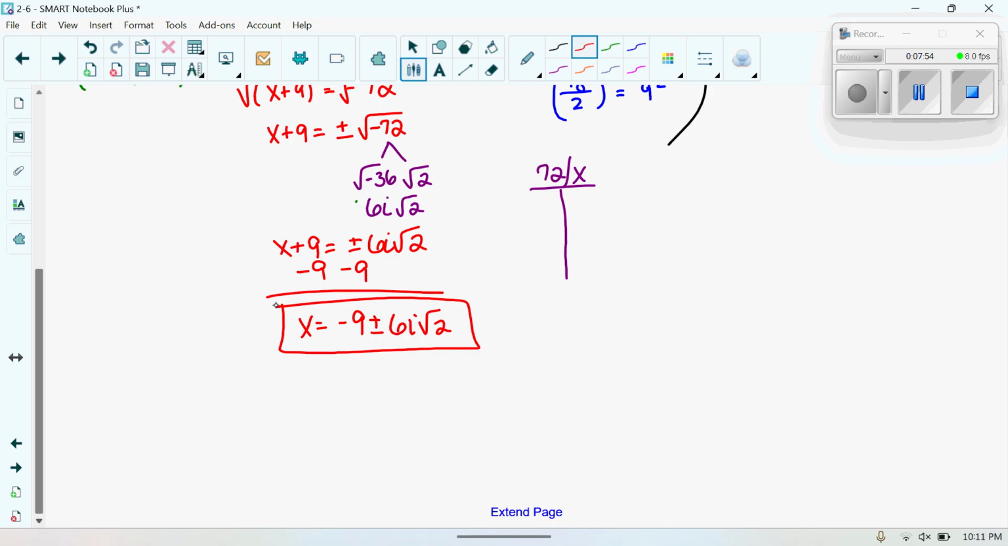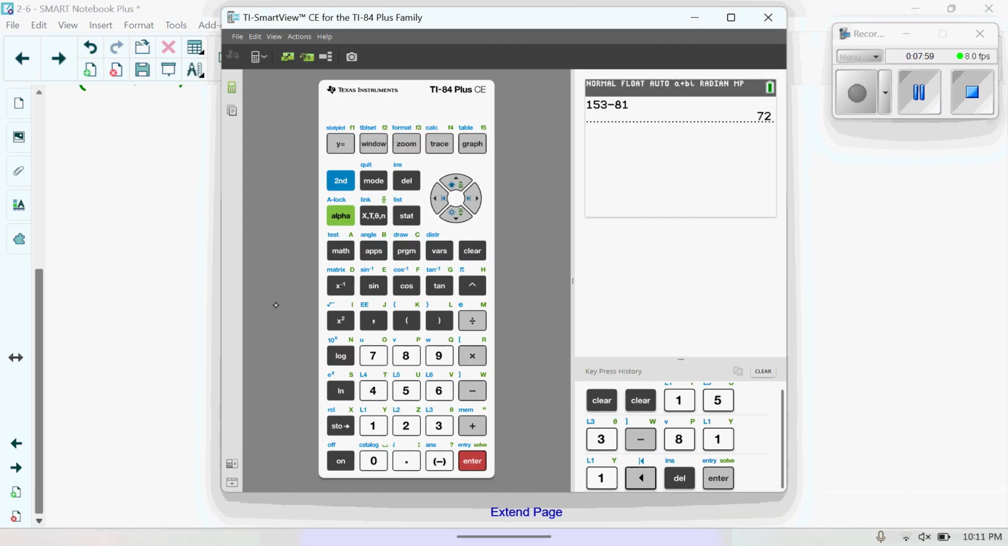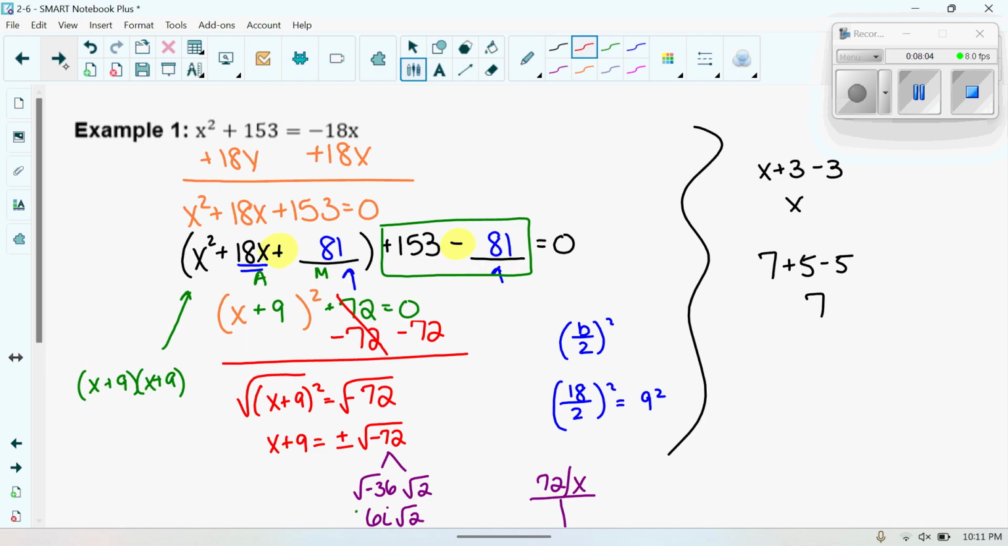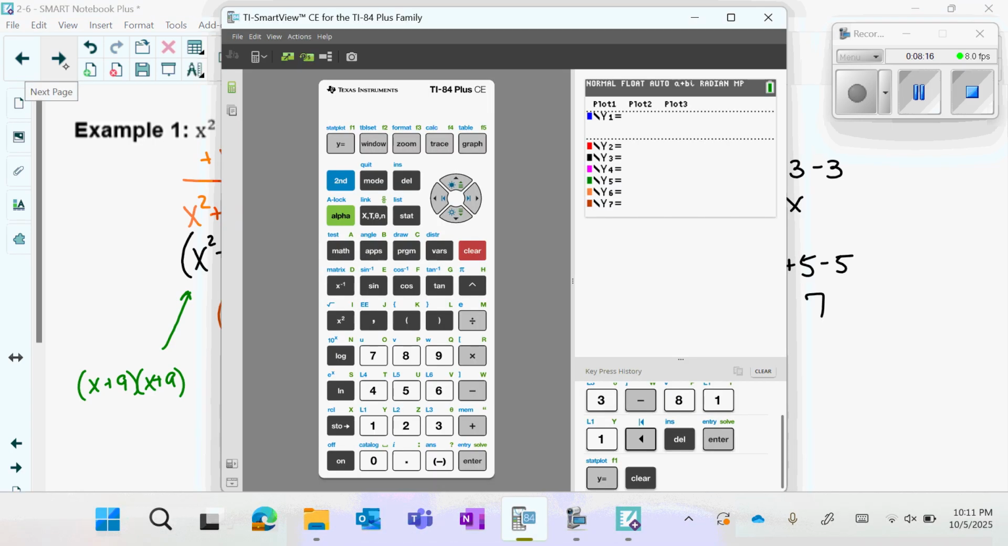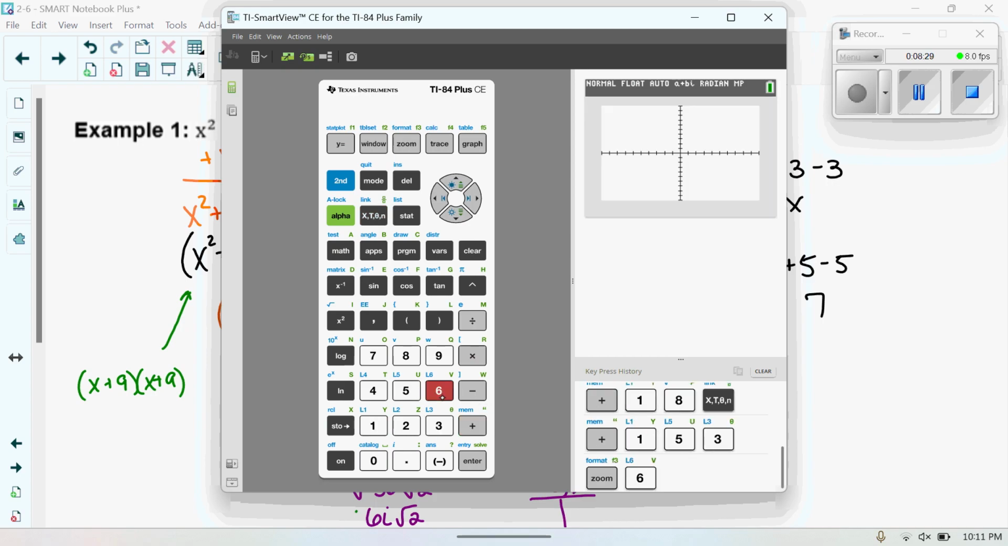If I go all the way back up to my original, I can put it into my calculator in one of two ways. I can either go up here and put x squared plus 153 in y1 and negative 18x in y2, or I like to always go into the standard form. So I have x squared plus 18x plus 153. I'm going to hit zoom 6 like I always do.